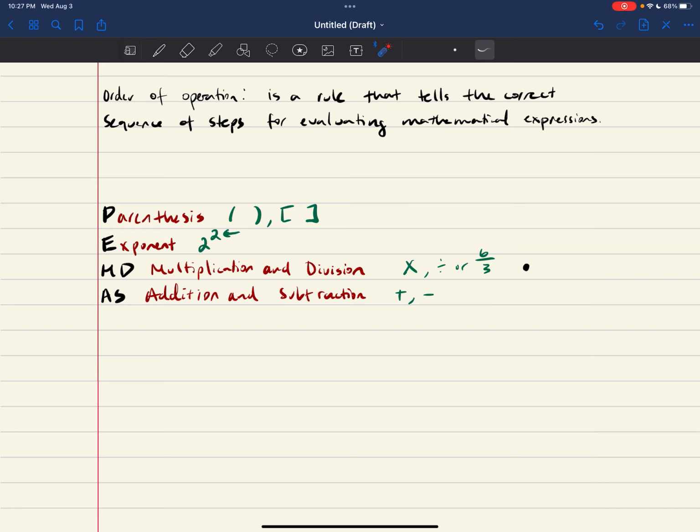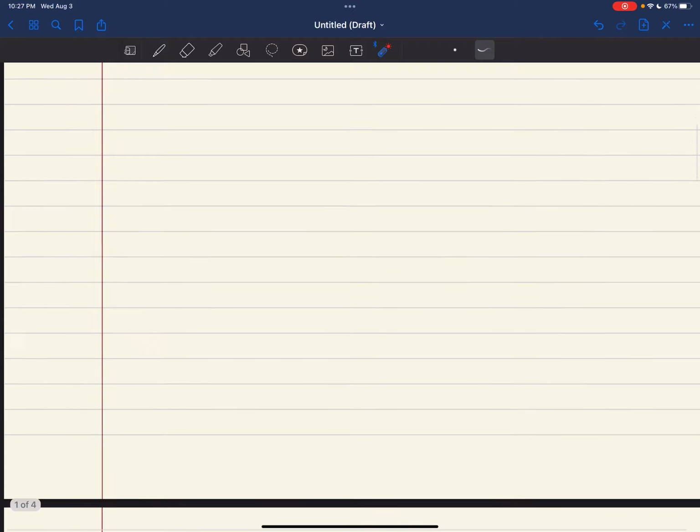Now, addition and subtraction. Addition, we're just adding things. It looks like this plus sign over here, and subtraction, that's minus. And the rule for addition and subtraction applies the same as the multiplication and division. It's whatever appears first from left to right. Okay, so now let's go ahead and do some examples.